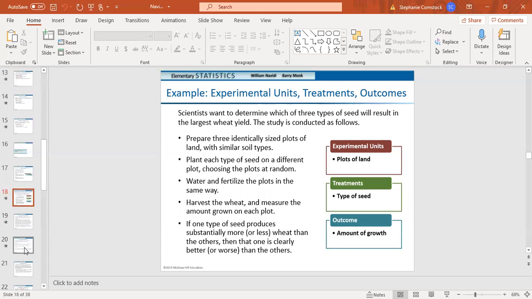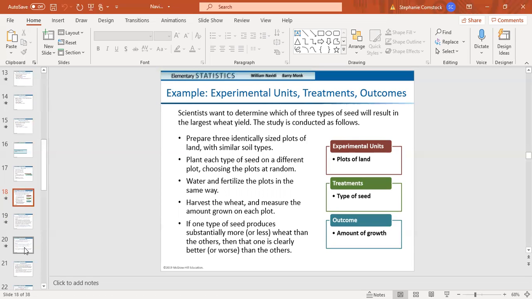The way they set this up, since the only thing that we want to be different is the types of seeds, we want to keep everything else as consistent and the same as possible. So we prepare 3 identically sized plots of land with similar soil types. We're not going to put some in sand and another type in soil and another in kind of rocky stuff. The type of dirt is going to be the same. We're also not going to give one of them a quarter of an acre, but another type gets a full acre. We're not going to do that kind of stuff.